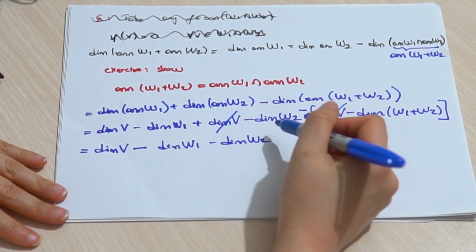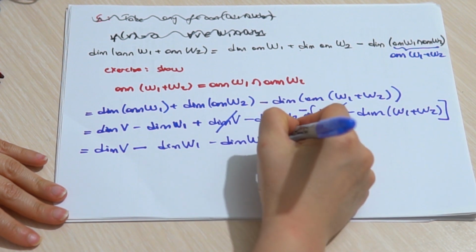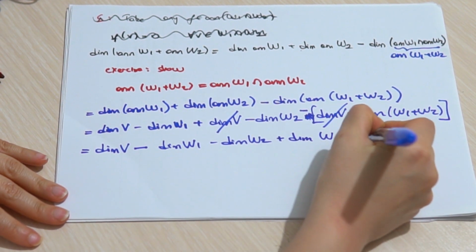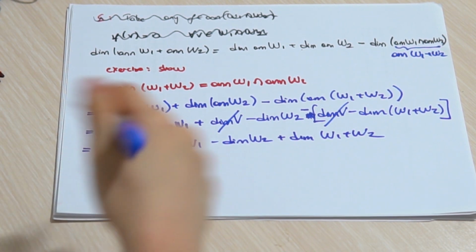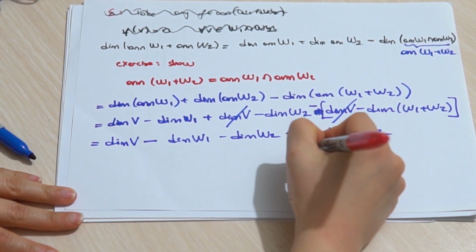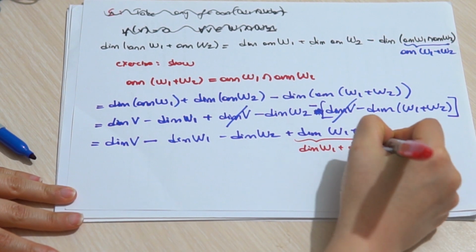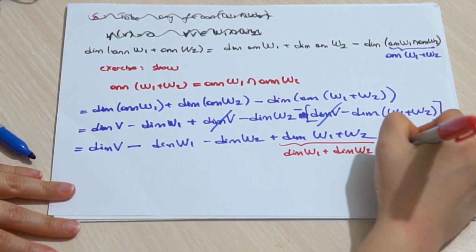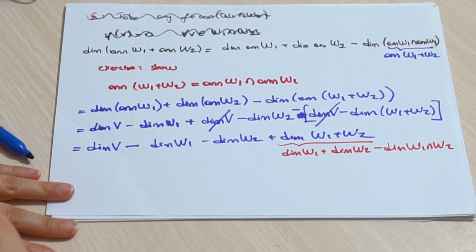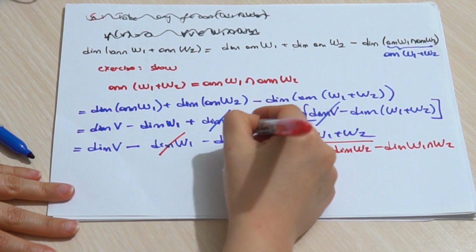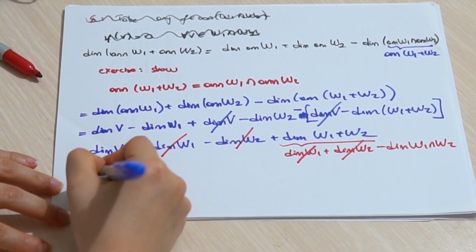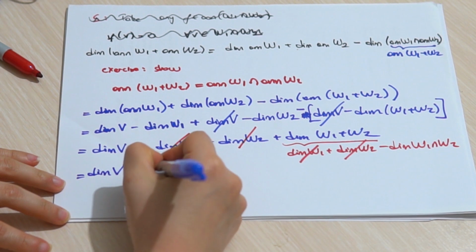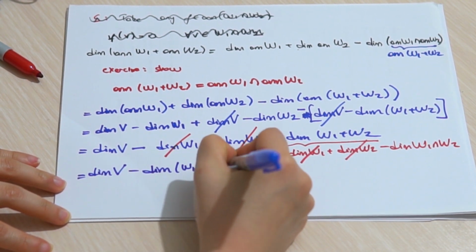what we have here plus dimension of W1 plus W2. Now, dimension of W1 plus W2 is equal to dimension of W1 plus dimension of W2 minus dimension of W1 intersection W2, right? So this W1 and this W1 cancel, this W2 and this W2 cancel. So we will have dimension of V minus dimension of W1 intersection W2.